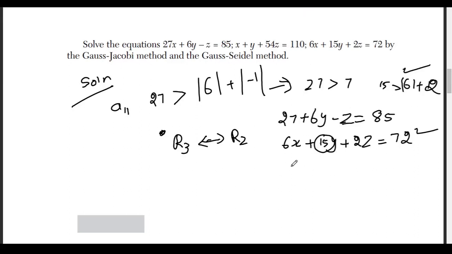Now let us see the third equation. Here it is x plus y plus 54z equal to 110. This is now the third equation because we have interchanged. This also satisfies because 54 is greater than 2. So this also satisfies. Next we have to rearrange the equations.